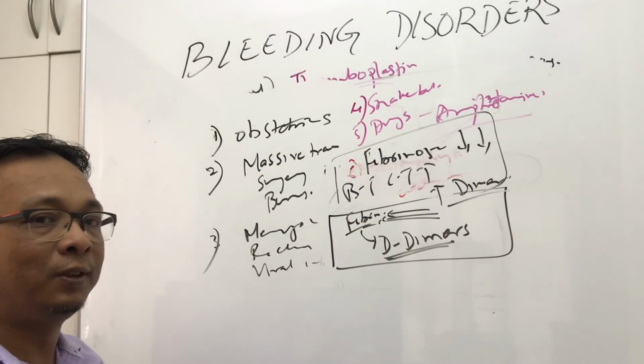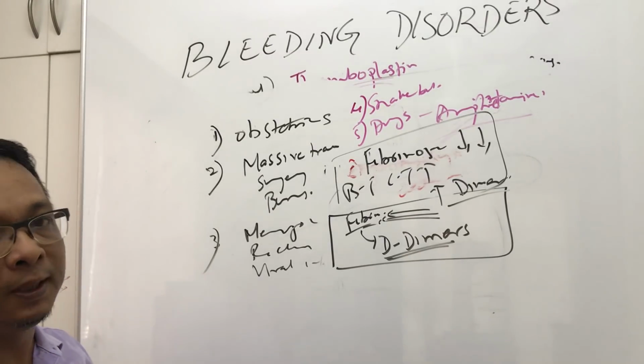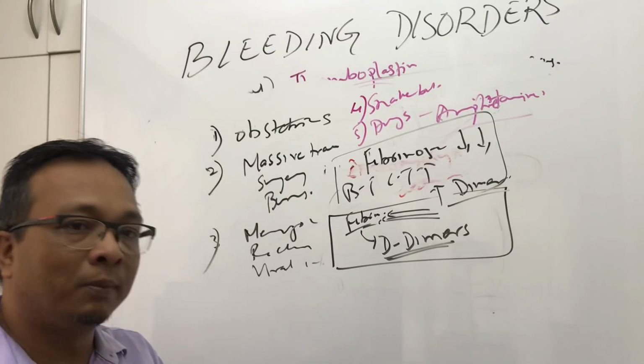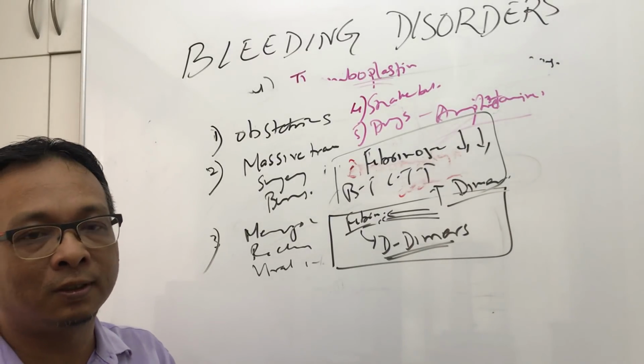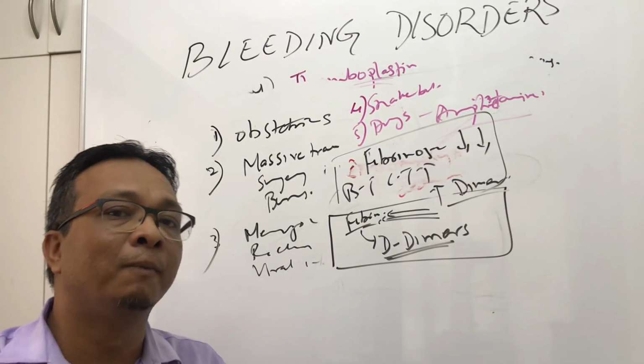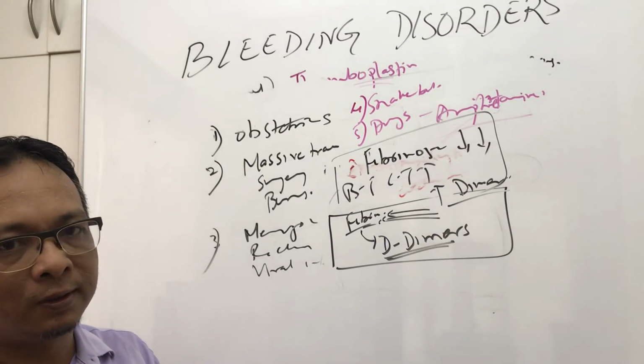Okay, so these are a few things related to DIC in relation to bleeding disorders. Apart from DIC, there is another type of bleeding disorder due to clotting pathway disorders: hemophilia type A and B, which are due to deficiency of factor 8 and factor 9. So this is, in short, about bleeding disorders. Thank you.